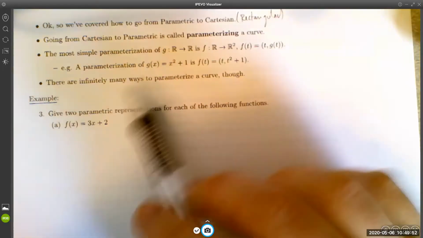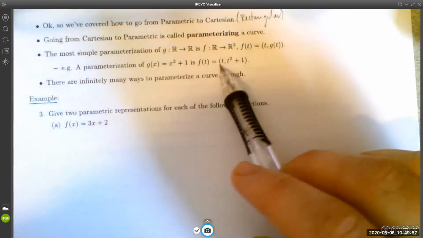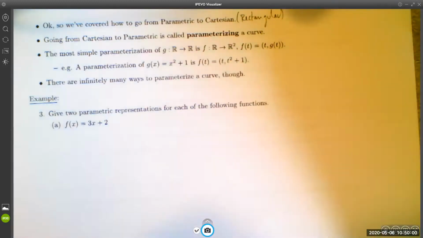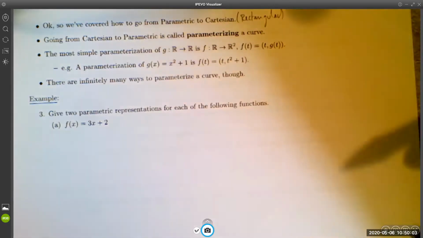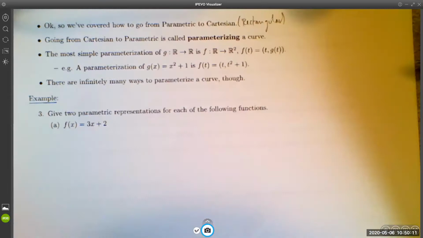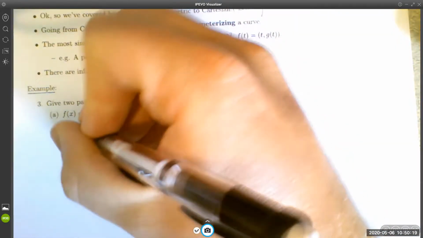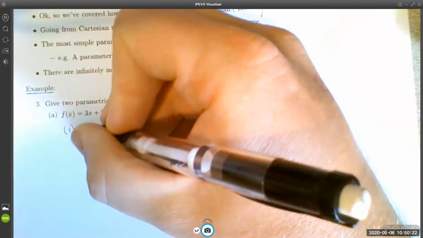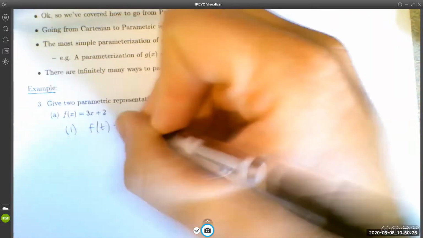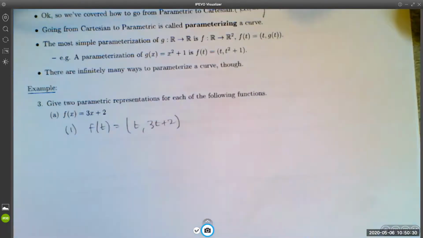Okay, so for example, if our original function were x squared plus 1, then a parameterization would be t comma t squared plus 1. That said, there are infinitely many ways to parameterize a curve. So what I want to do on these last two examples is give two parametric representations for each function. We'll start off with f of x equals 3x plus 2. So here's one parameterization. We can say f of t is going to be t comma 3t plus 2. So there's one way to parameterize the curve.